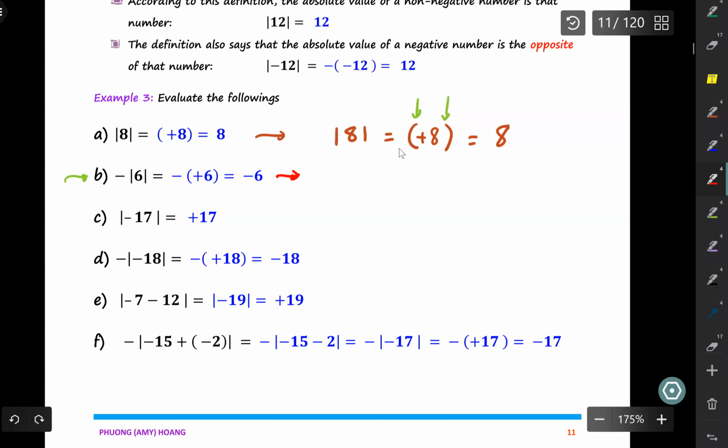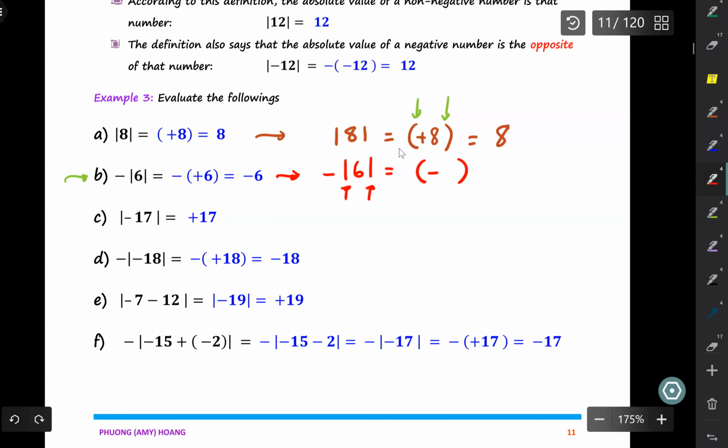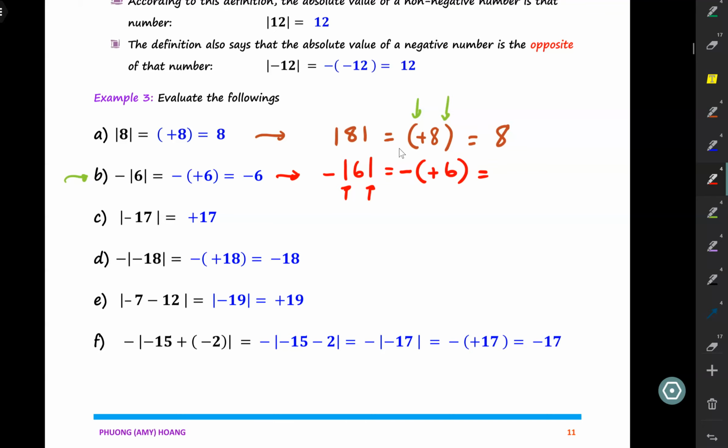For this example, I have a negative, then the absolute value of 6. What you need to do is take away, I mean not the negative sign, you take away the absolute value notation first. So you turn this into a normal bracket of positive 6, and still keep the negative at the front. Now you have the negative of positive 6. So when you have a negative and a positive 6, it turns into -6.